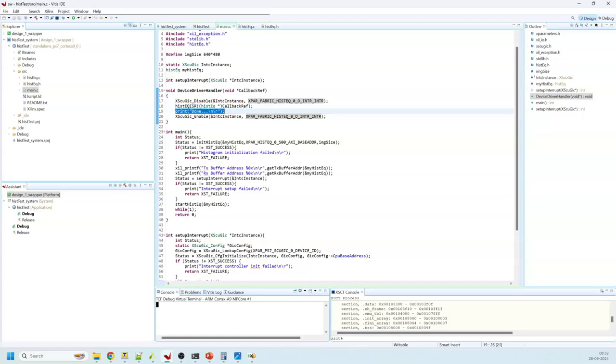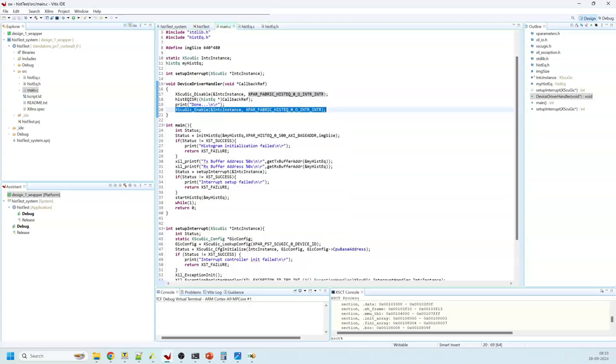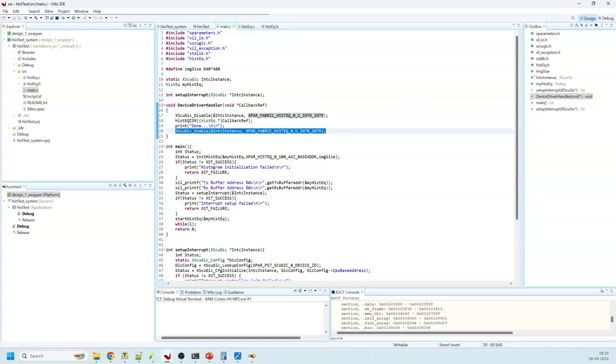I am only printing a done. That's it. That's the processing that we are doing. And we re-enable the interrupt. So disable the interrupt, then service the interrupt, and then enable the interrupt. Again, just to demonstrate what is good practice. So that's it about the software development.